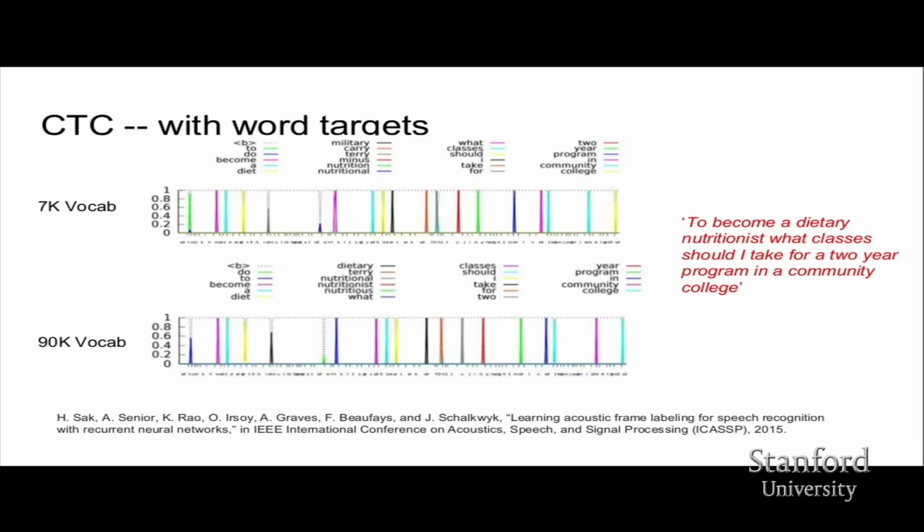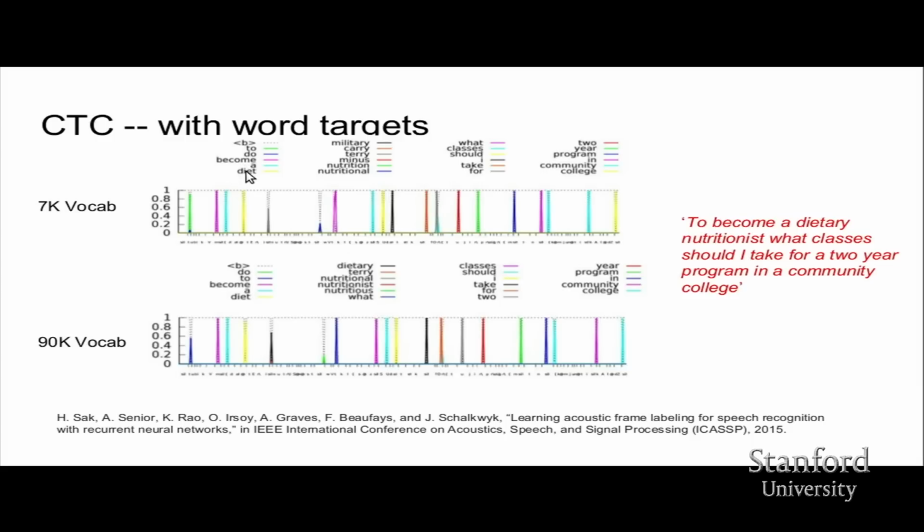If you look at their paper, there are some interesting results when you change the targets. Instead of using characters, you can actually use words. You can have a different vocabulary size for words and see how the recognition system performs. Here, the top panel is where there are 7,000 words in the vocabulary, and the bottom panel is where there are 90,000 words in the vocabulary. The actual text to be produced is: to become a dietary nutritionist. What classes should I take for a 2-year program in a community college?